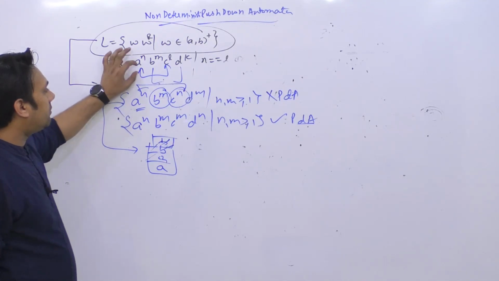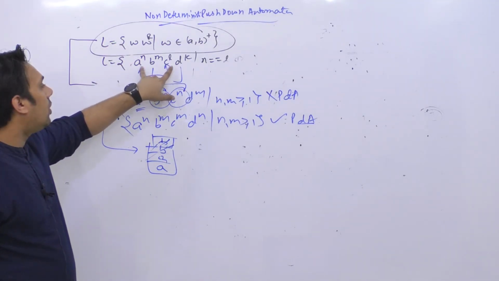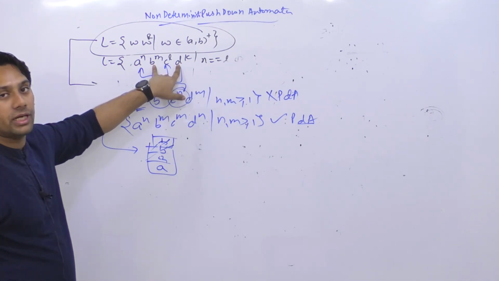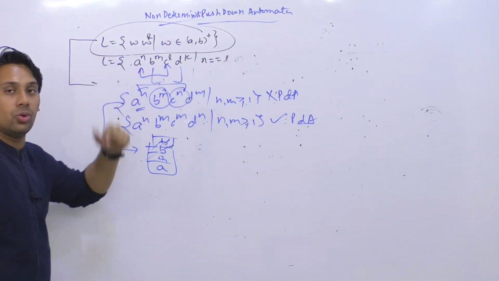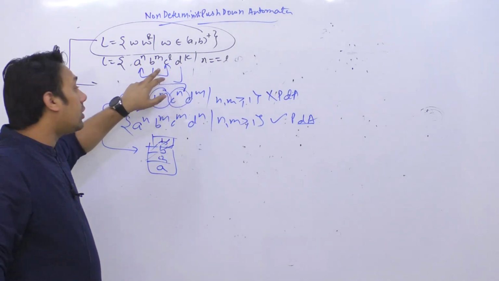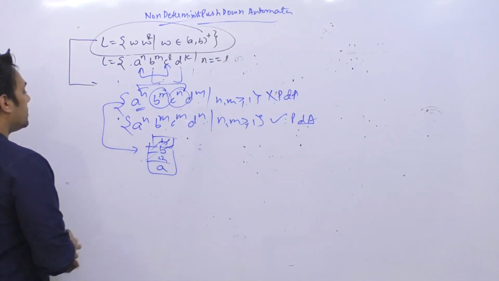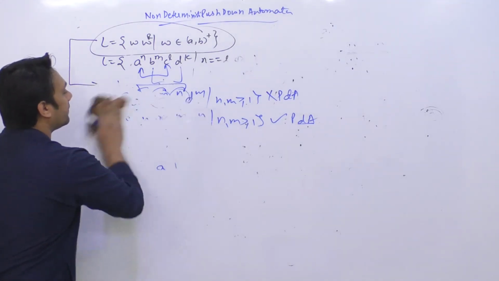Now if you look at this problem here, they are saying either A should be equal to C or B should be equal to D. So we are not saying that both of these conditions should hold together. What they are saying is either A should be equal to C or B should be equal to D. There are two different cases. So what you can do in this case is make a non-deterministic PDA.